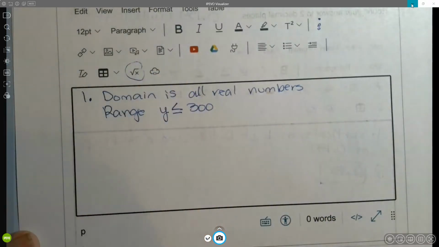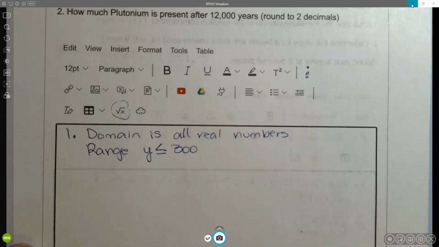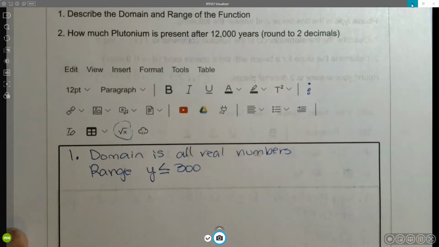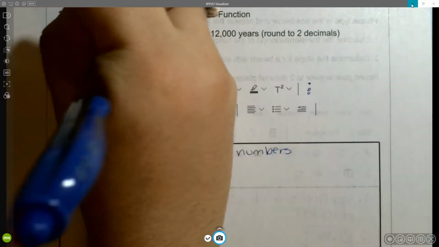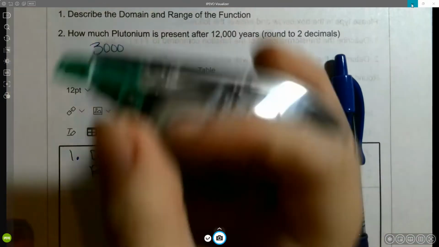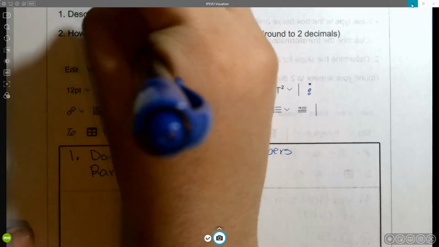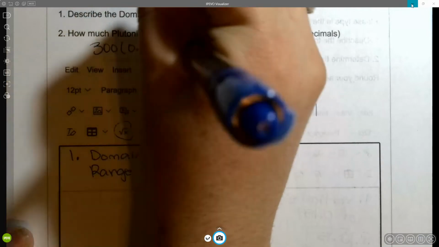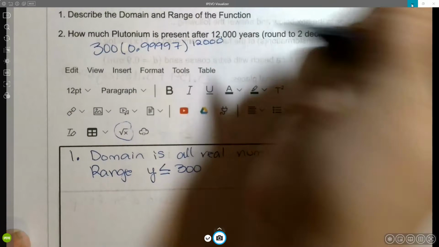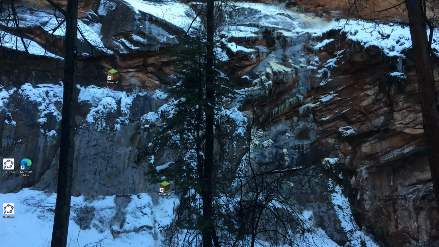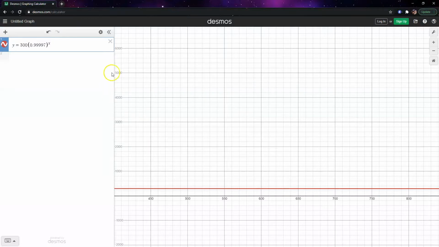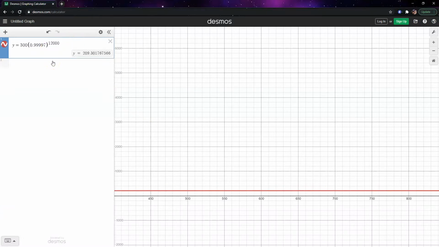Number 2 wants me to figure out how much plutonium is left after 12,000 years and to round to 2 decimals. So I am going to plug in 12,000. So that gives me, it wants me to round to 2 decimal places, 209.30.